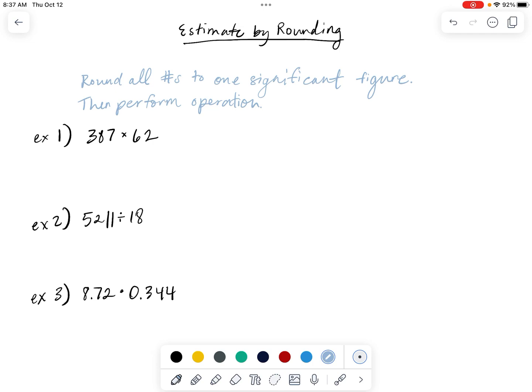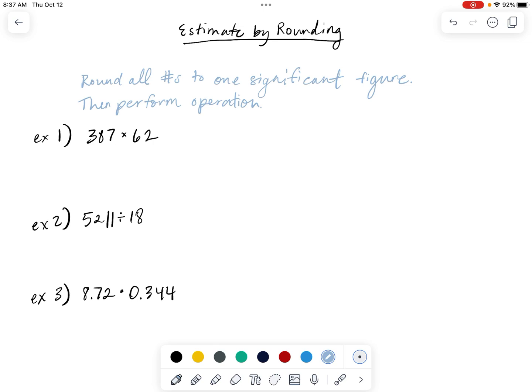And we also might want to estimate by rounding in order to see if our answers that we got on a math problem are generally in the right vicinity, if they would be expected. It's sort of a way to verify our work. So the way we do this is pretty simple. We just round off any numbers to one significant figure and then perform the operation. So I'm going to take you through a few examples of this.